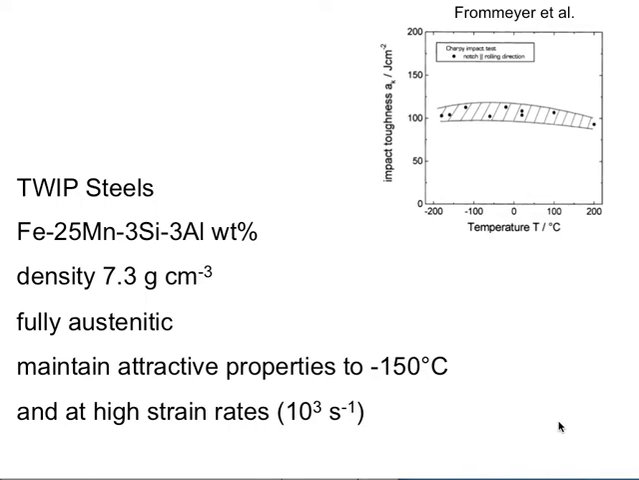The normal density of a steel is about 7.8 grams per centimeter cubed. That would be nice if it was 7.8 grams per meter cubed, right? So this is lower density. It's fully austenitic, and because of that, you don't have a ductile-brittle transition temperature. Look at the impact toughness as a function of temperature. It's more or less constant, even at minus 196 degrees centigrade. That's remarkable. Cooling to a low temperature is equivalent to pulling at a very high strain rate, so you can see that even at very high strain rates, it has good properties.